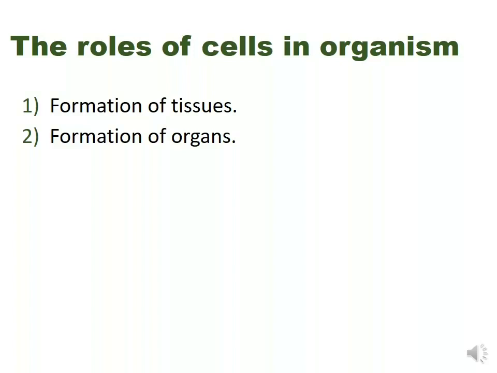Another function is the formation of organs. When a group of tissues performs a particular function, it is called an organ. Such as roots and leaves of a plant, eyes, heart, liver, legs of an animal. These are examples of organs. Here the heart is an organ, and it consists of several tissues like muscular tissue, connective tissue, nervous tissue. So when a group of tissues perform together, they are called an organ.